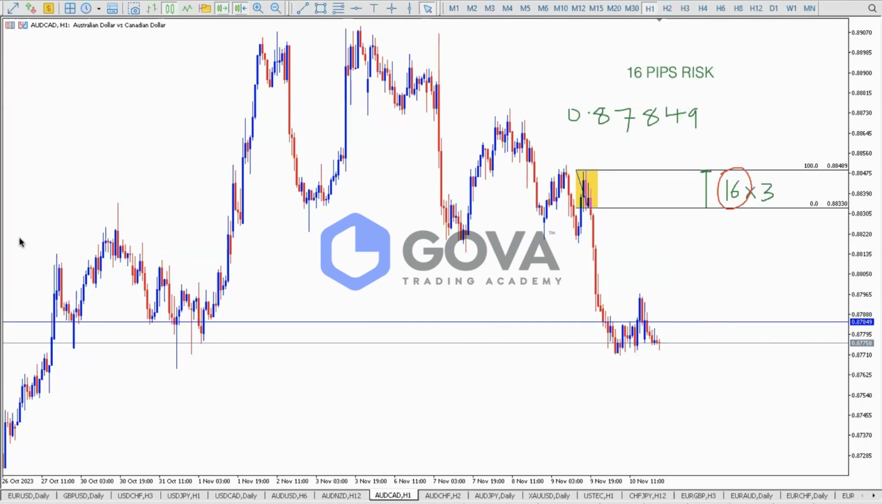Remember, our risk is 16 pips. Now, you happen to open 2 trades. If you are a type of trader who wants to have a trade of 1:3, then you should... This is it.